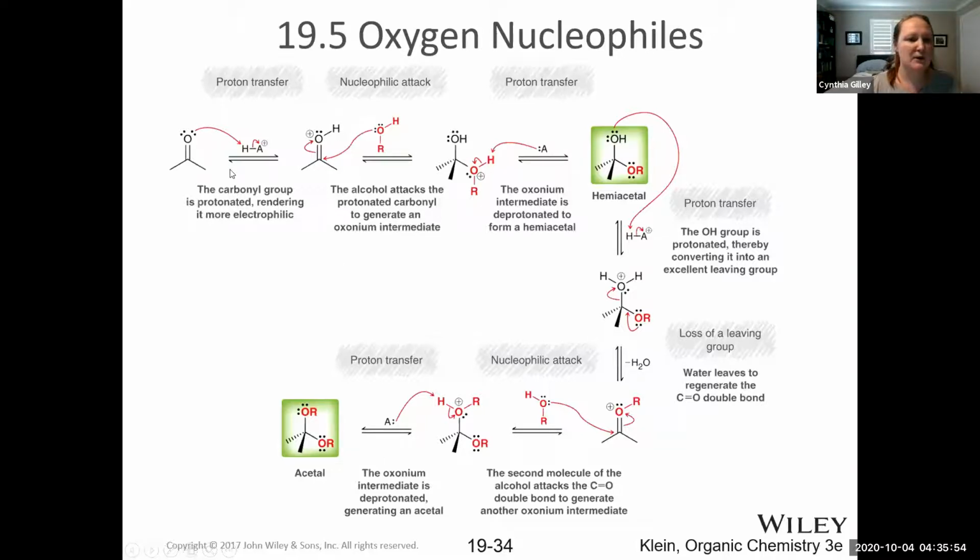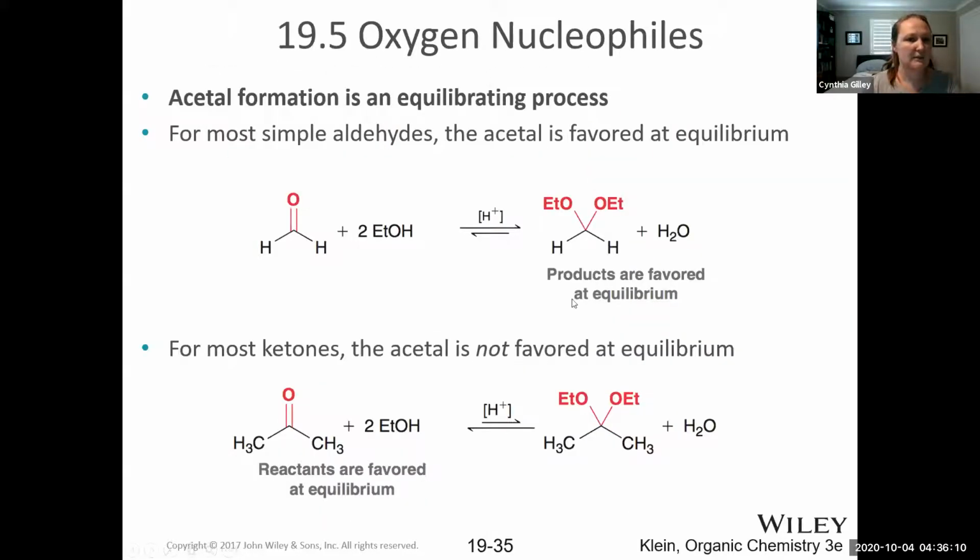So again, did you notice that all of these steps have this reversible arrow, right? And that means that the entire thing is reversible. So we have to manipulate the equilibrium to get it to go in the direction that we want. Okay, so acetal formation is an equilibrating process.